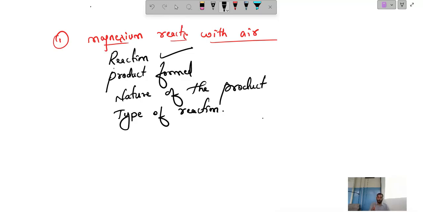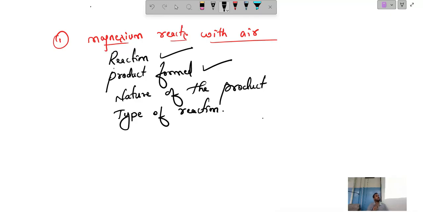Sometimes the question can be asked like this: Name the product formed when magnesium reacts with oxygen. It's a one mark question. So this is also the way the question can be asked. Possibility three: nature of the product.